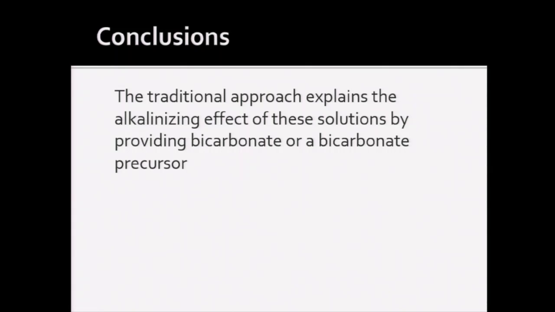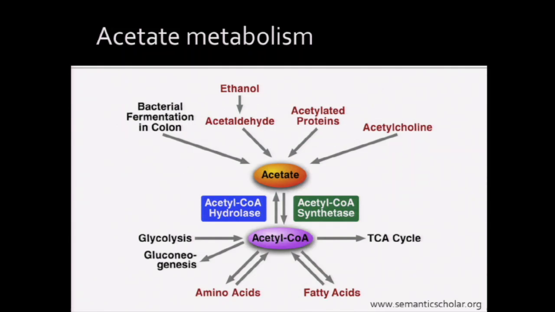Okay, so the traditional approaches look at metabolic acid-base balance through the Henderson-Hasselbalch equation or through the base excess. They explain a lot of the alkalizing effects of these solutions mainly through changes in the level of bicarbonate. So providing bicarbonate or a bicarbonate precursor would result in those changes in blood pH. But sodium acetate is not a precursor for bicarbonate in any of its functions. Acetate is a precursor for energy and glucose as well.